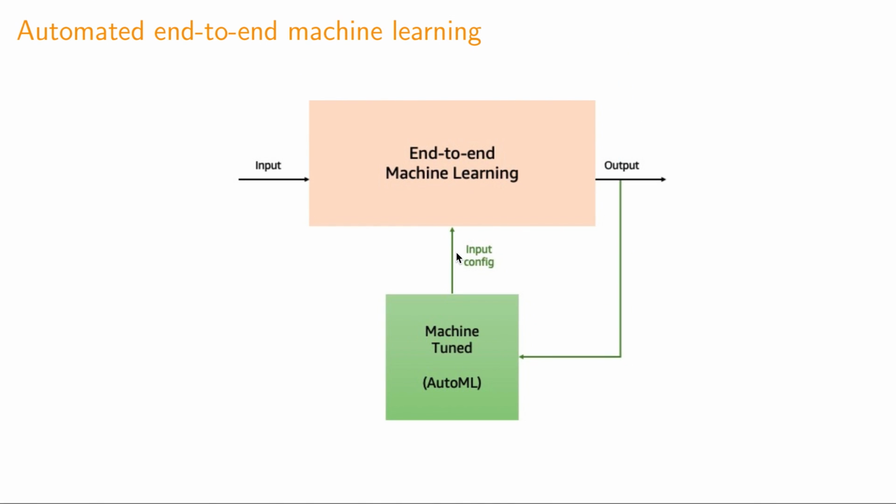So if you want to enable really end-to-end machine learning, even accelerating the use of machine learning to a broader set of problems, we might want to automate this process of tuning too. And having a strategy to do machine-tuned end-to-end learning, essentially using machine learning to tune other machine learning models. And this is what we typically call today AutoML.